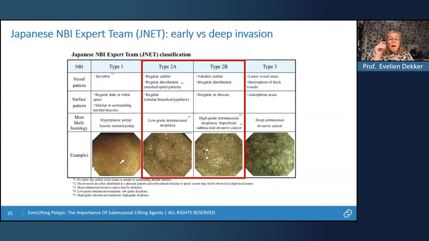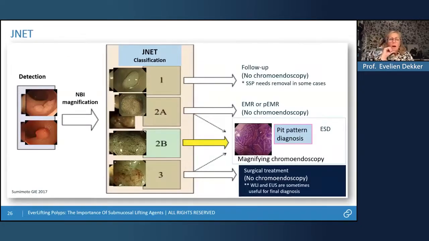So when we are in doubt about the potential invasiveness of a lesion, the JNet should be used. It's described by our Japanese colleagues that are really experts in assessing the mucosal pattern. And type 2A and 2B is exactly where we should be to still make a radical resection. And type 2B means probably early invasive cancer or potentially only high-grade dysplasia. So again, we can resect that endoscopically. However, the Japanese usually do that with their magnifying chromo, in this case with Crystal violet, and also with their magnification.